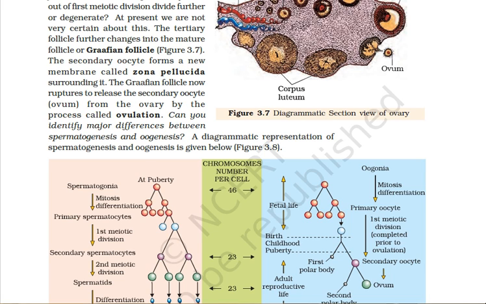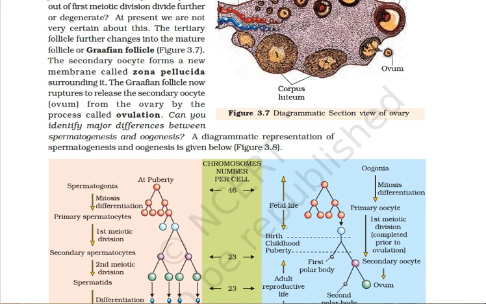Now, we will discuss the development of the ovum. Before that, I would like to tell you something about ovulation. What is ovulation? Ovulation is the process where the matured ovum is released from the ovary. The egg is released from the Graafian follicle by the process of ovulation, and it's actually the secondary oocyte.